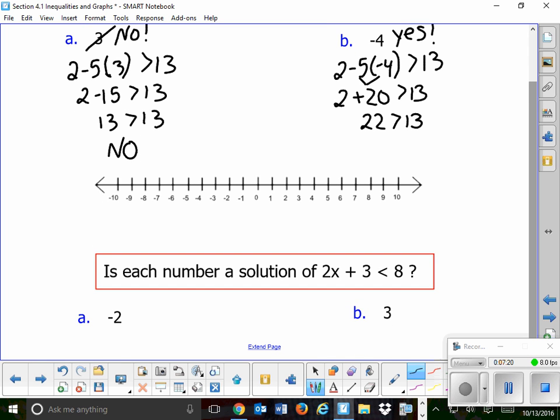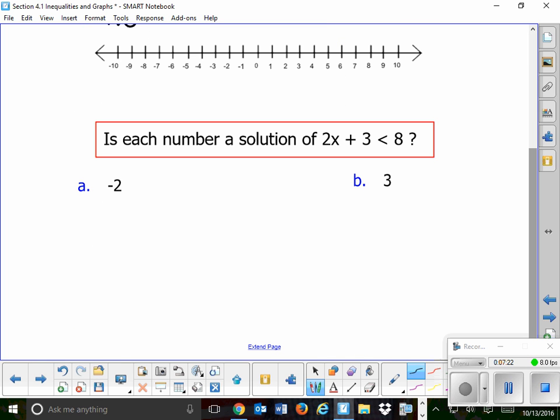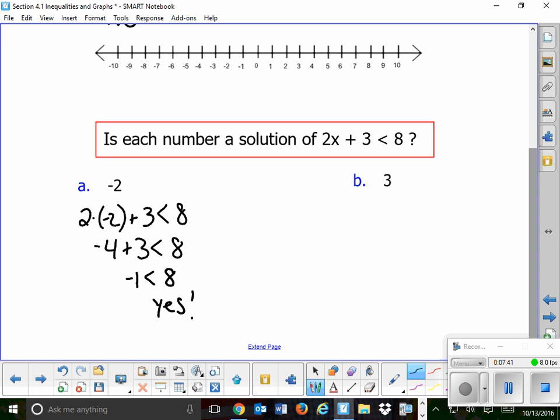If you keep going on here, it says, are each of these numbers a solution of this? Well, we can check it out. 2 times -2 plus 3, is that less than 8? -4 plus 3, is that less than 8? And I get -1, is that less than 8? And the answer is yes, this is a solution.